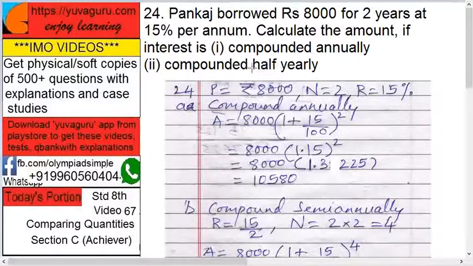So compounded half yearly. Now half yearly means what? The r becomes r by 2 and n becomes n into 2. See here, r equals 15 by 2, n equals 2 into 2. Earlier it was the same because it was yearly. Now it is semi-annually. If it is quarterly somewhere, then r equals 15 upon 4, n equals whatever is given, 2 into 4, right? Now it is semi-annually, means half yearly, so 15 upon 2 and n is 2 into 2. Now use these two for your calculations.